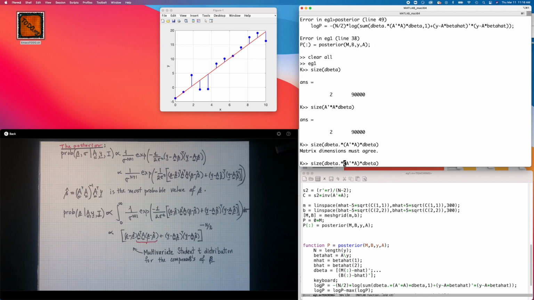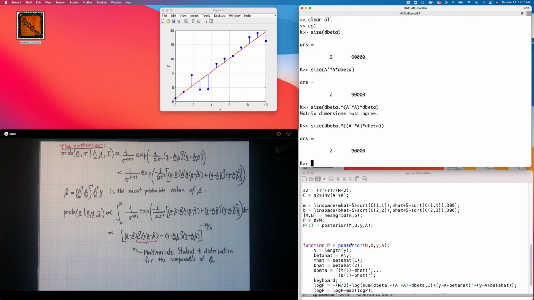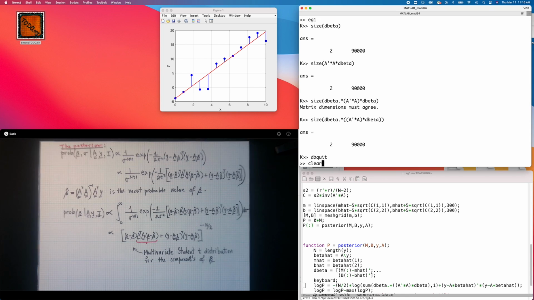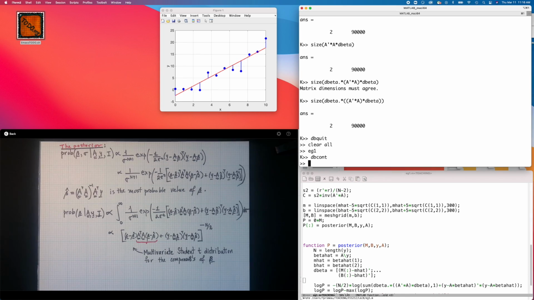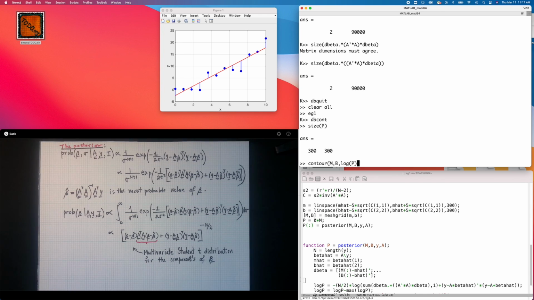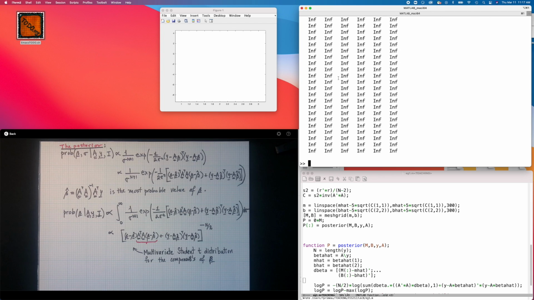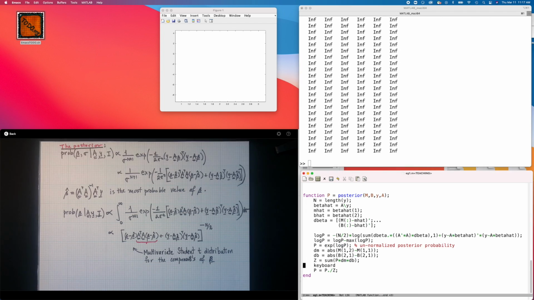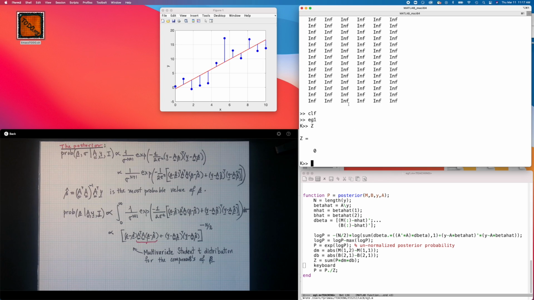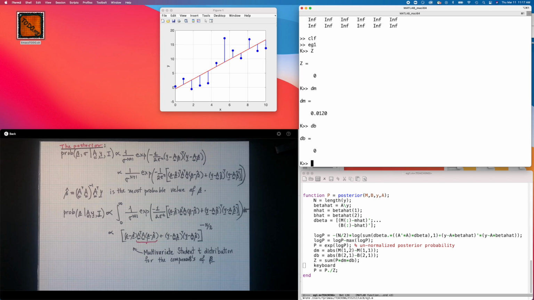Okay, so here's the problem. I think I need to put a parenthesis here first. Yes. So the dot star, it tries to evaluate d beta dot star with a prime to a. So what I need to do is first multiply a prime to a on d beta. It's all infinity, so it looks like I divided by 0. Yep, dm, db. db is 0. Why is db 0? Oh.